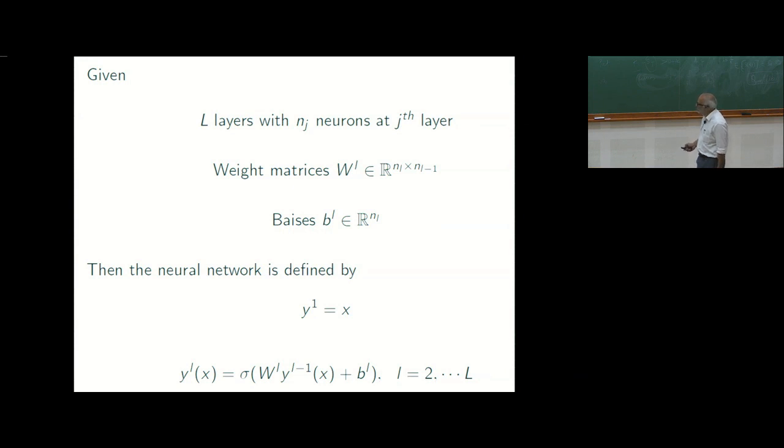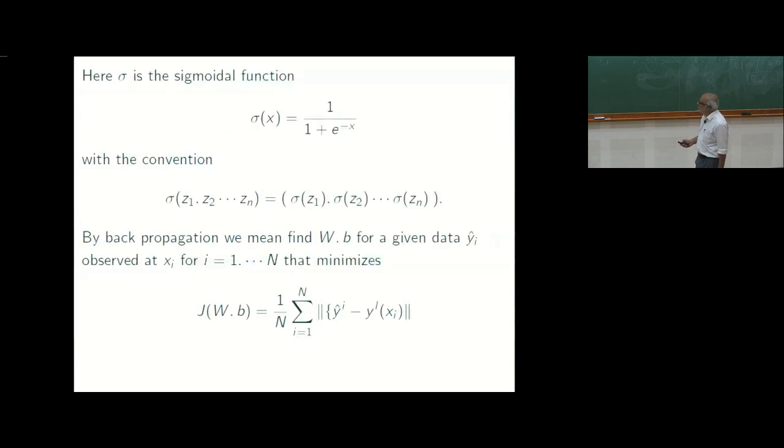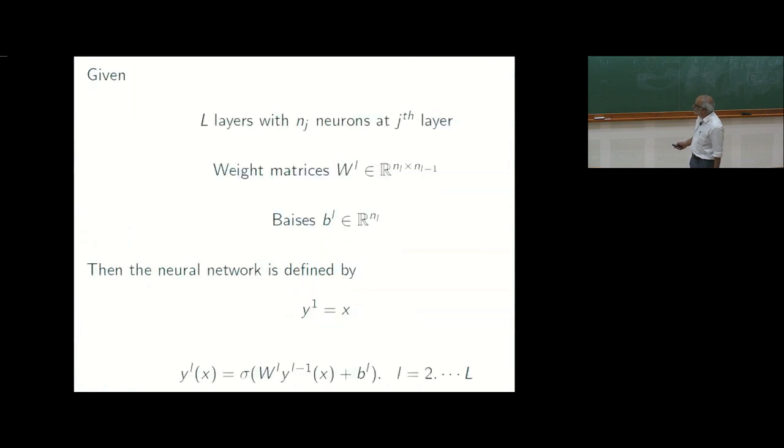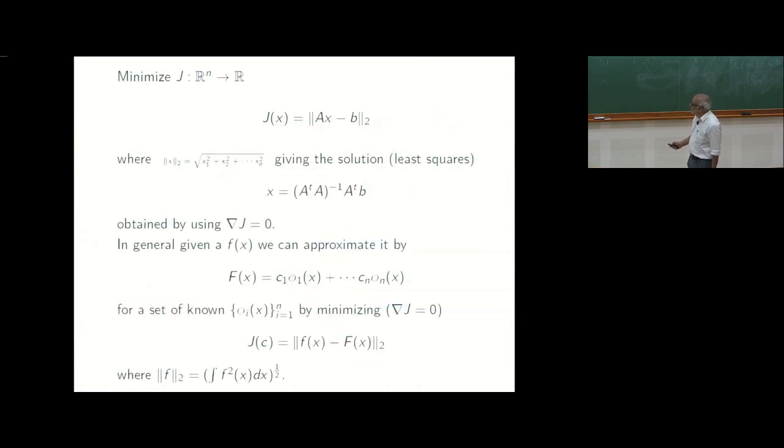So this composition you keep repeating up to L times, and that function sigma is this, with the convention that it is applied component-wise. Backpropagation is exactly similar. Now we want to minimize this error, where y hat of i are the compositions and observations. Again you take the gradient of J with respect to W and equate it to zero. If you go back, it was a linear combination of functions.